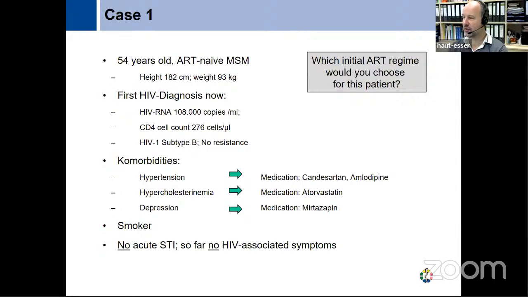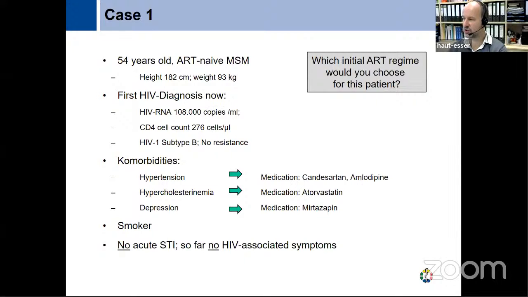So here, one case from our clinical practice we can discuss with each other. We have a 54-year-old treatment-naive man having sex with men. He has a high BMI, is overweight, and he has a high viral load at his first HIV diagnosis, more than 100,000 HIV RNA copies per milliliter. He has a CD4 count of 276 cells per microliter. He has in Germany the most popular subtype B of HIV, and so far no resistance mutations. But he has some comorbidities.